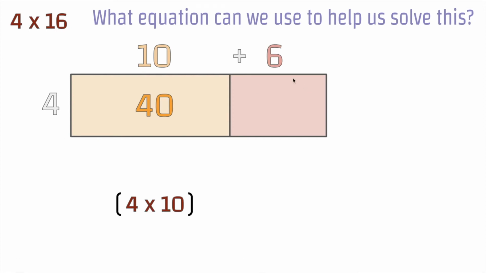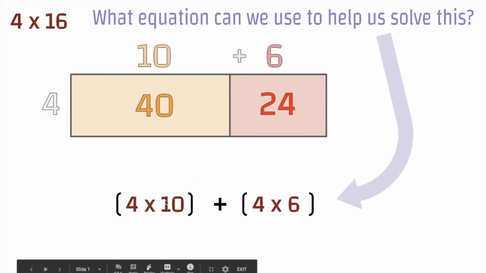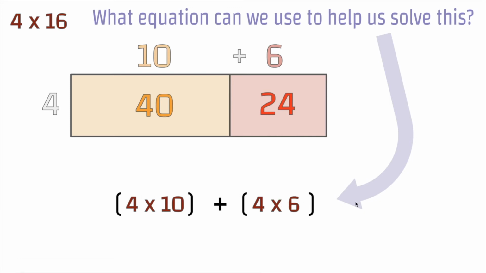Now we still need to do this section, which is 4 times 6. We know we have 4 rows of 6 over here, which is 24, and we just did something else. We did 4 times 6. Boom. So in order to solve 4 times 16, we did 4 times 10, and then we did 4 times 6, and we're adding that together. So this is the equation that can help us solve 4 times 16. 4 times 10 plus 4 times 6.